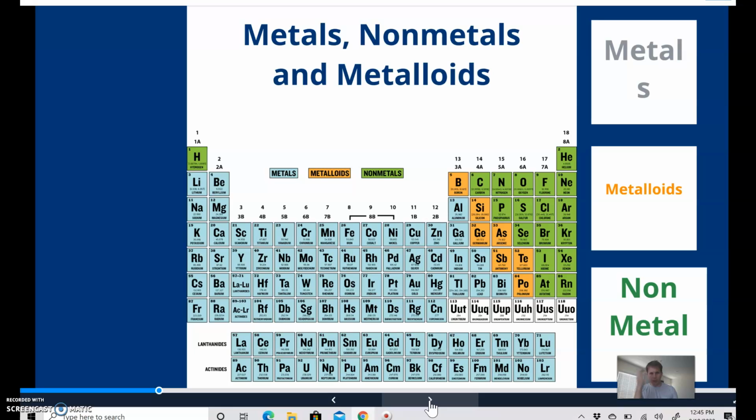How is the periodic table developed and ordered? It is going to be broken up into 3 categories. You can see on the colors here, the metals are going to be in that light blue, the metalloids are going to be in that orange, and the non-metals are going to be in the green.